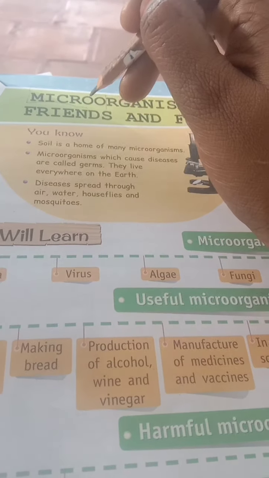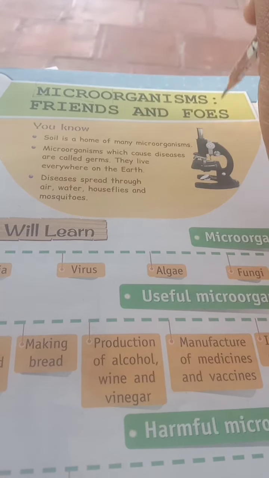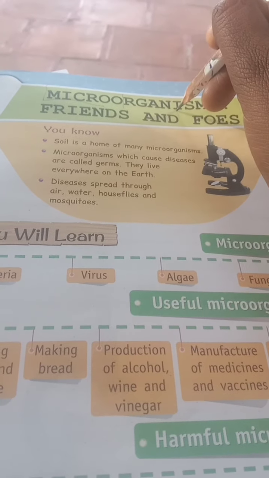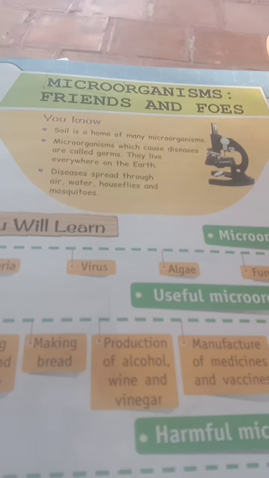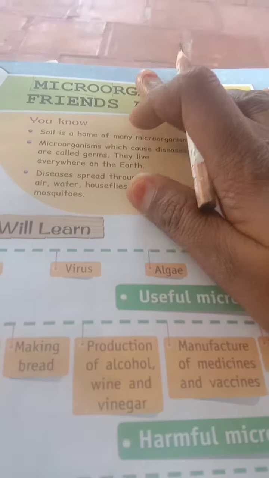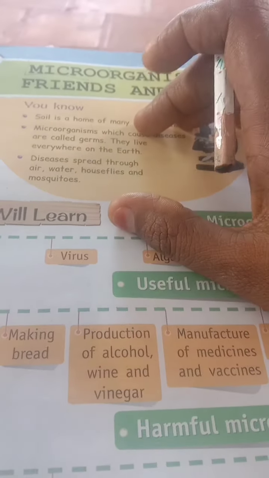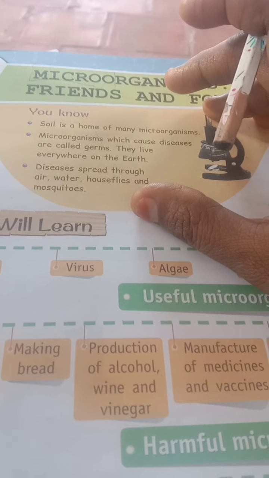Friends means, do you know that? Next one is foes. Foes means enemy. So we discussed how microorganisms affect human beings, beneficially or harmfully. You know that soil has a lot of microorganisms. These microorganisms cause diseases.